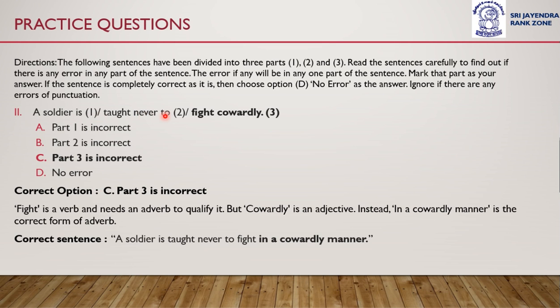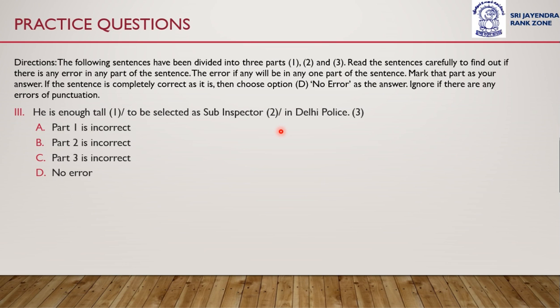A soldier is taught never to fight in a cowardly manner. Instead of just cowardly, we will use "in a cowardly manner" in order to qualify the verb fight. The correct sentence would be, a soldier is taught never to fight in a cowardly manner. Okay, part 3 is incorrect, option C. Let's move on to our next question.